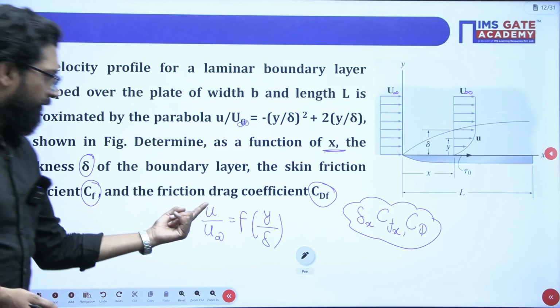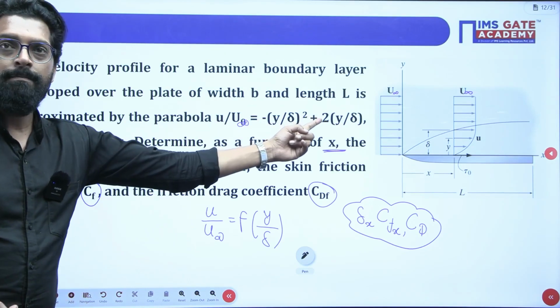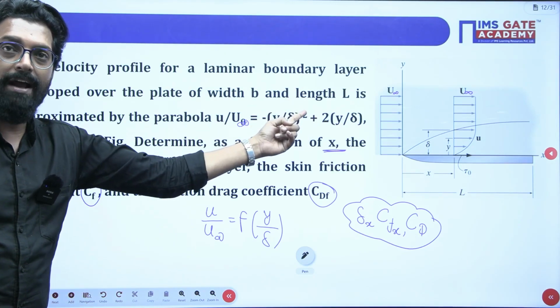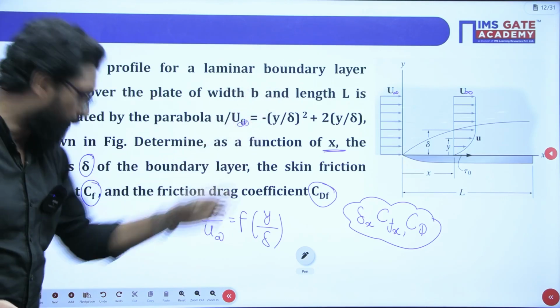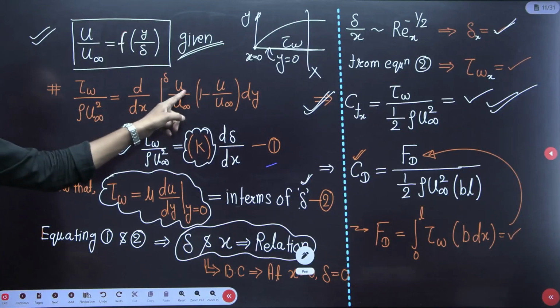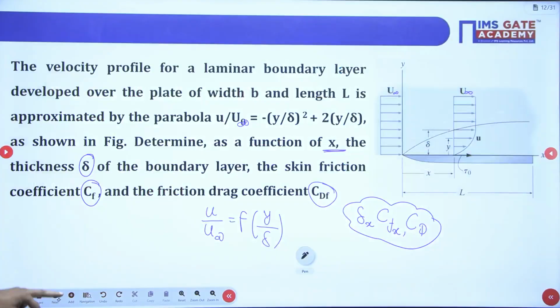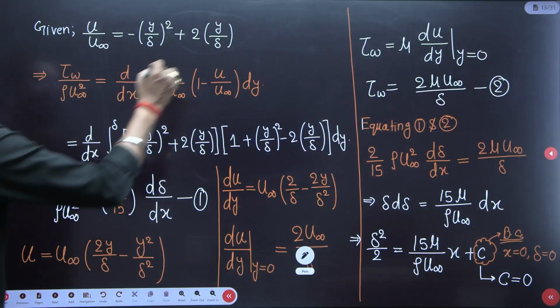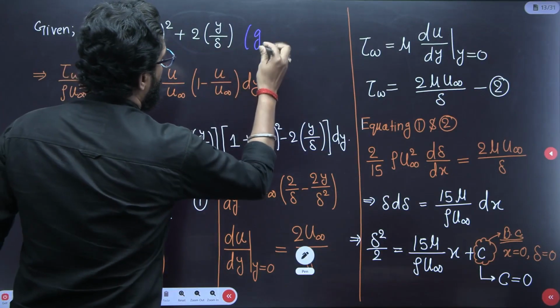This velocity profile is given. Now, with this velocity profile, we will put it in the von Karman integral equation. So we have to put this velocity profile, which is given in the question.